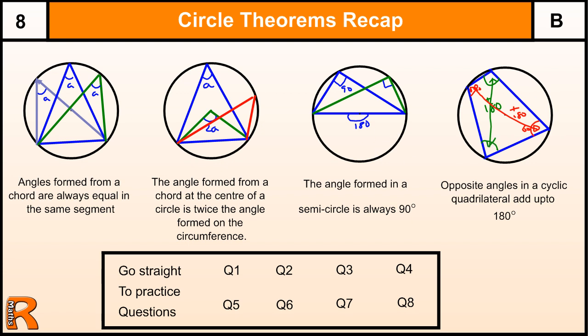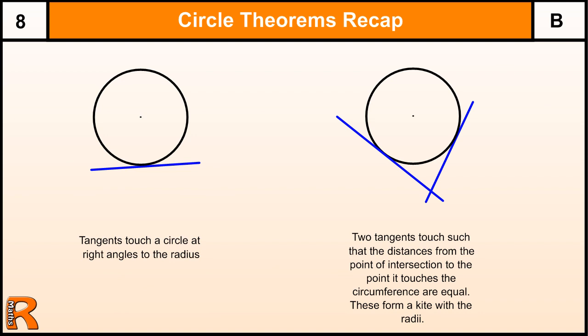Okay, just two more rules we need to look at, and these are to do with tangents. The first one is fairly basic. It's actually the definition of a tangent, or part of the definition, that the angle formed between a tangent and the radius of a circle is 90 degrees. So a tangent to a circle is at right angles to the radius.